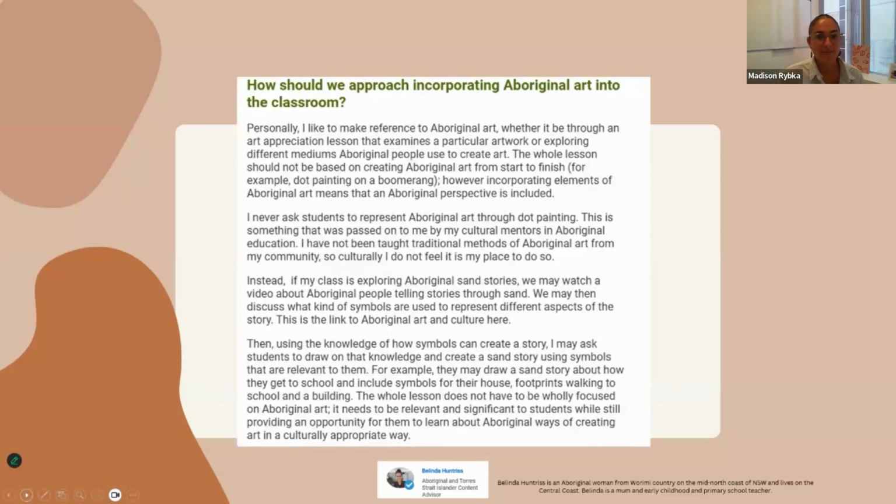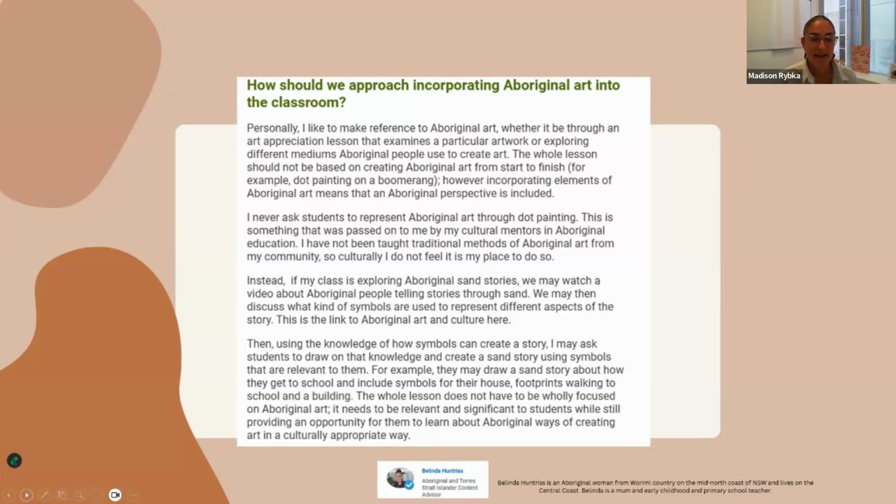But she speaks about here, if you're wanting to explore specific artwork and appreciate or have an art appreciation lesson, then you can look at those different mediums that Indigenous people are using in their art. You could be talking about the different colors, the different pigments, the different style. She then further goes on to say never ask your students to dot paint, as this is not something that has to be culturally passed down for Indigenous people. It's not other people's place to do so.